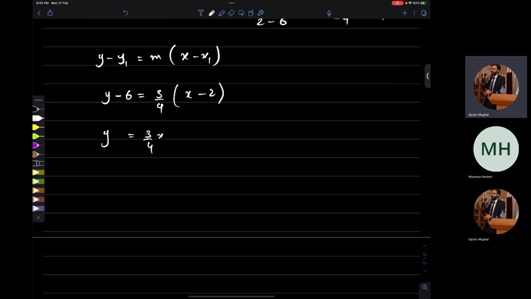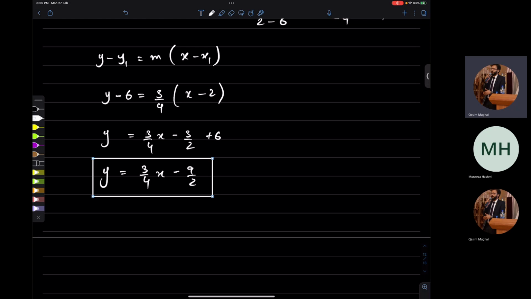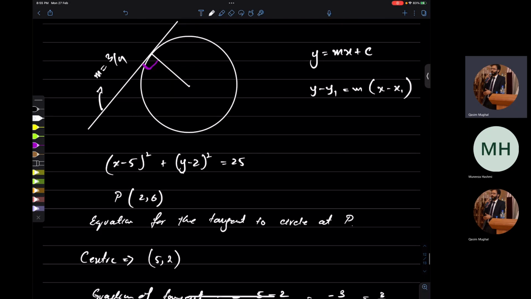3 over 4x minus 3 over 2. 3 over 4 times 2 is going to be 3 over 2, and then plus 6. So y equals 3 over 4x, and this is going to give you minus 9 over 2. Minus 3 by 2 plus 6 will leave you with negative 9 by 2. If you work this out on your calculator, you should be left with minus 9 over 2. And here is the equation of the tangent touching the circle at point P.